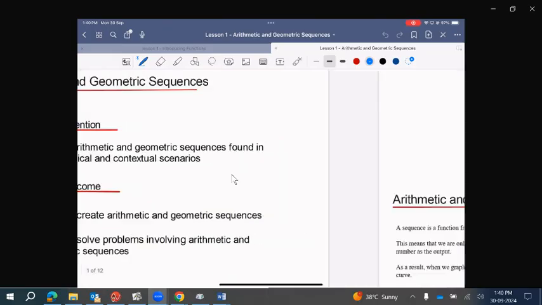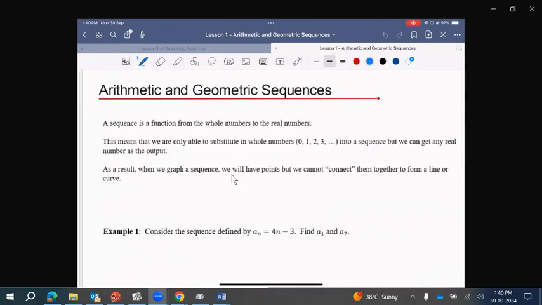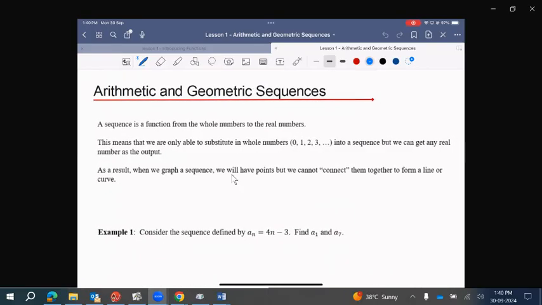Let's have a look. So arithmetic and geometric sequences. A sequence or a function is a series of whole numbers. It sort of links a whole number to a real number. So this means that we're only able to substitute in whole numbers. Typically, we don't use 0 in a sequence. It usually starts at 1, 2, 3 in a sequence. The first term in a sequence is term 1. The second term is term 2, and so on.